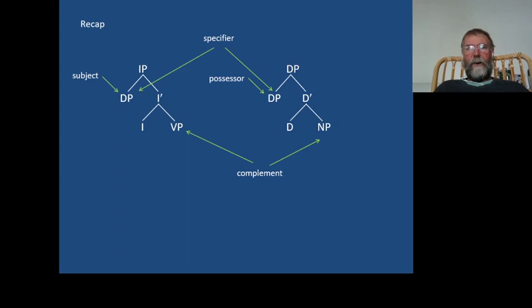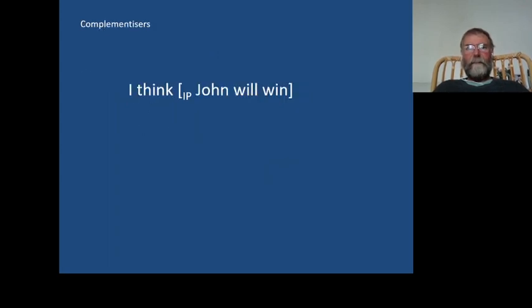Let's move on now to look at the complementisers themselves. Complementisers are things which appear only in embedded clauses, and not always in an embedded clause. We've got an example here of an embedded clause: John will win is a clause embedded inside another bigger clause, I think John will win. Now this IP is sitting in the complement position of the verb think. It states what it is that's thought. So I think something, and the thing that I think is John will win. So the clause here is the complement of the verb.